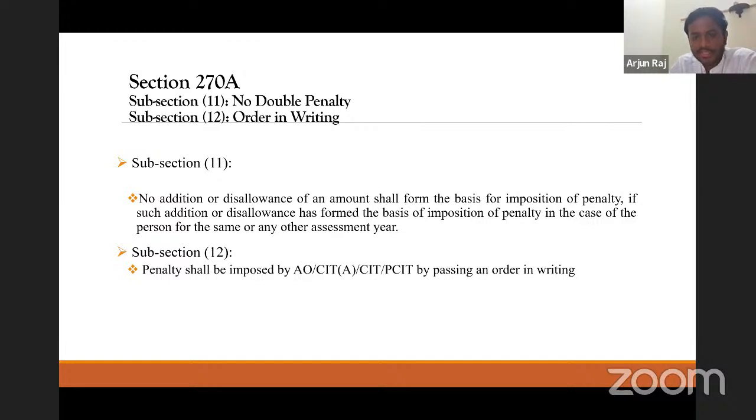It is the assessing officer, CIT appeals, or the jurisdictional CIT, jurisdictional PCIT, who has to pass an order in writing levying this penalty under section 270A.